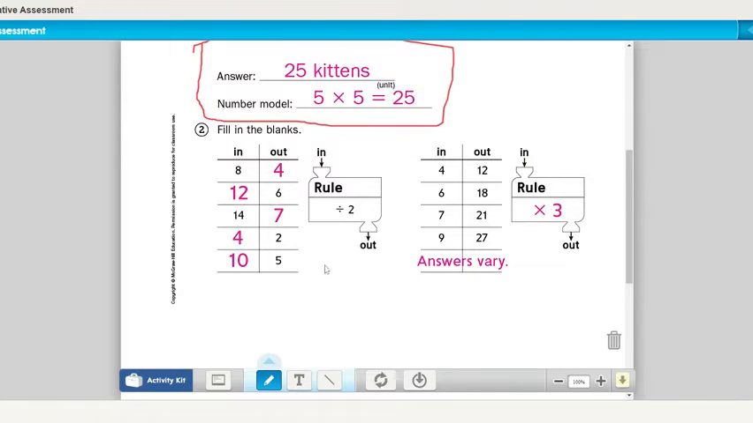We have our in and out boxes. We have a 4, a 12, a 7, a 4, a 10. Then you have this in and out box. The answers vary because as long as you have something times 3 equals something, that is what I am looking for. Let's go ahead to the next page.